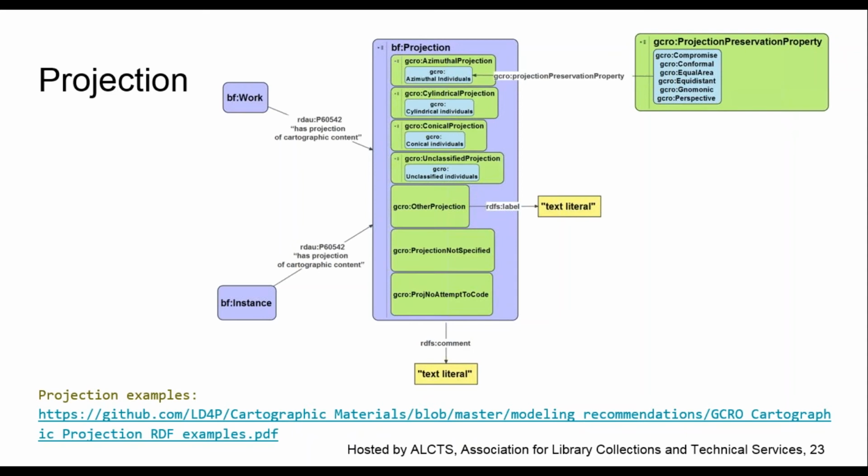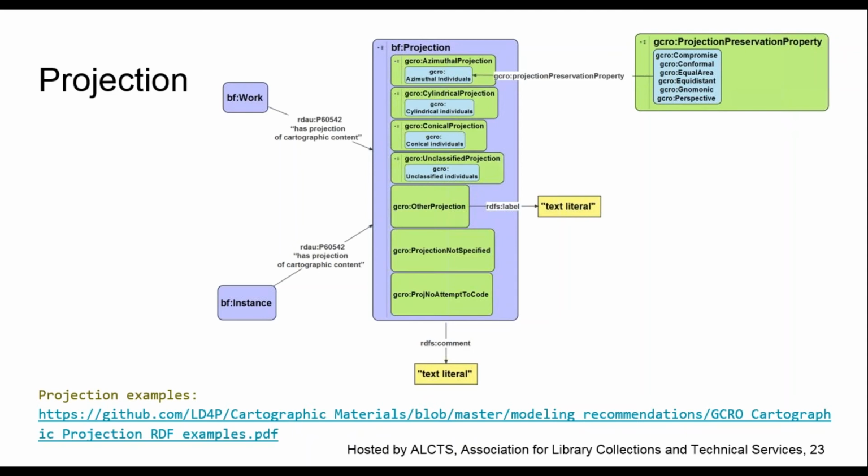What we've attempted to do here is to create projection subclasses based on the MARC projection code lists that we're used to. We've done this in a hierarchical fashion so that one can search by types of projections, cylindrical, conical, etc. We have tweaked these somewhat from the original MARC codes as we came across some newer projections that we wanted to include and found some to be inaccurately represented.